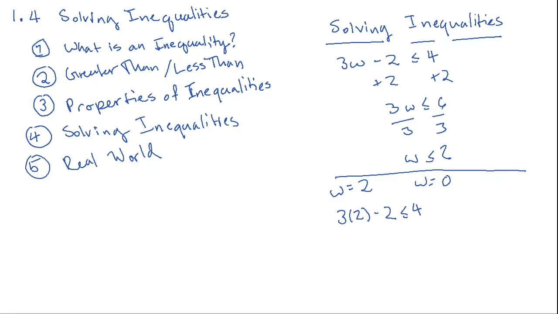Of course, 3 times 2 is 6, minus 2 is less than or equal to 4. 6 minus 2 is 4, less than or equal to 4. So, of course, this right here checks out.